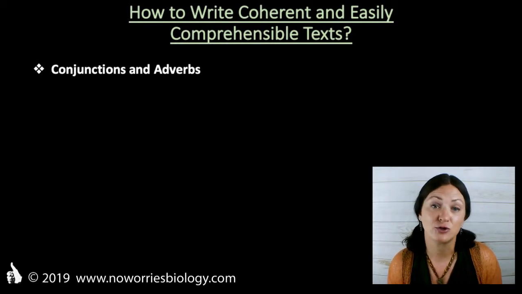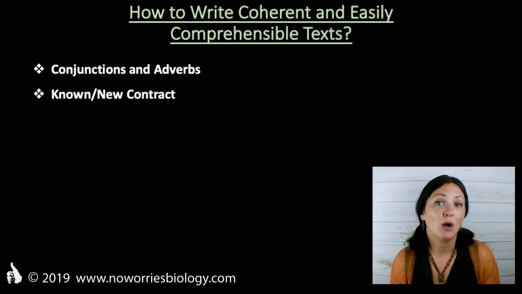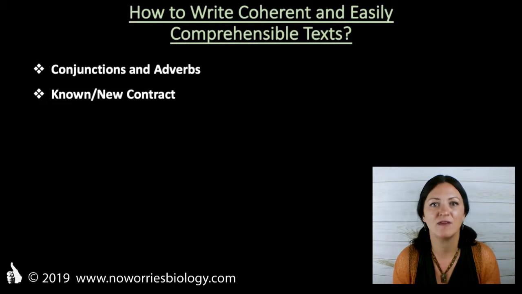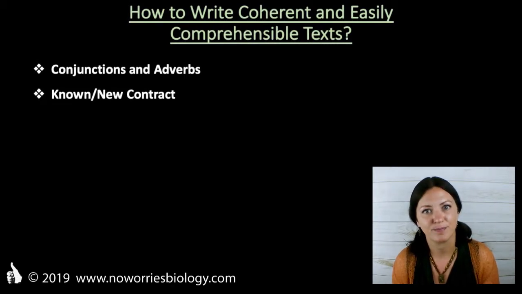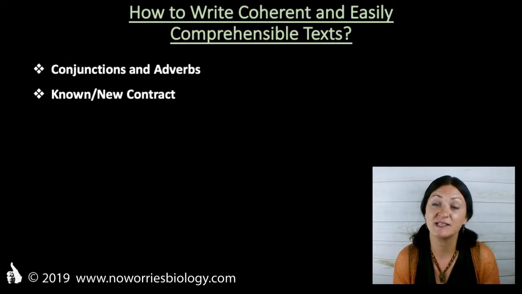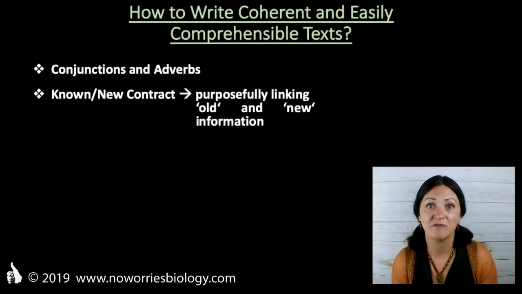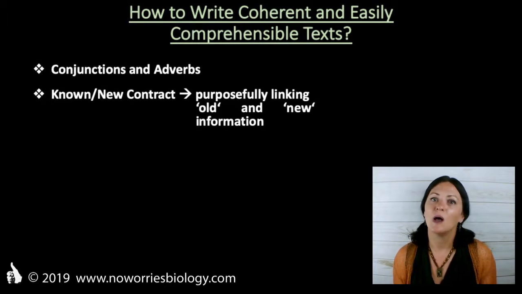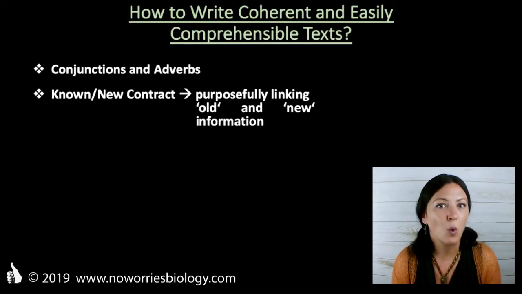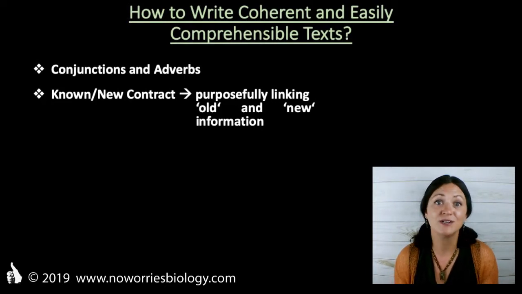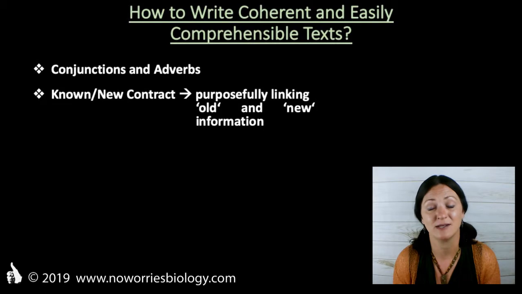Typically, this is referred to as the known-new contract. This is an unwritten contract, of course, between the speaker or writer and the listener or reader. And this contract specifies the order in which information is to be presented. First the old, then the new. So when we write something, it is quite advisable to keep this contract in mind in order not to confuse the reader unnecessarily.